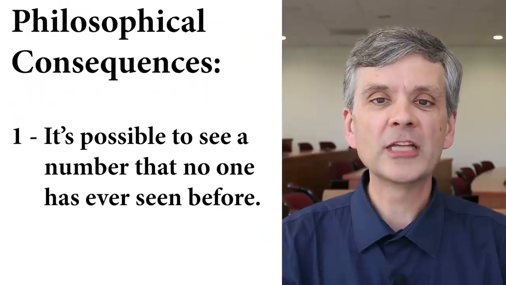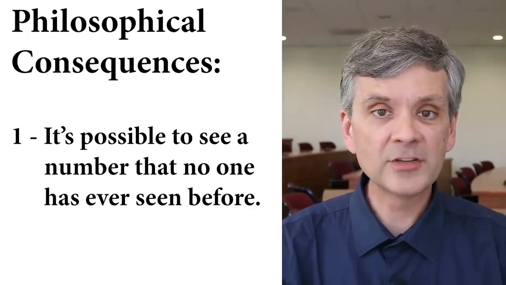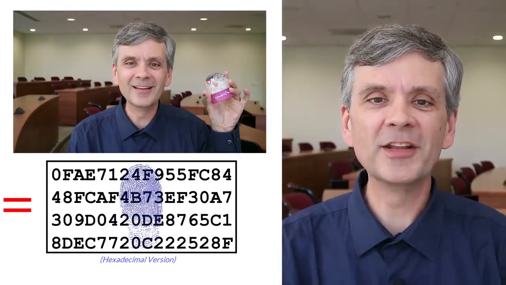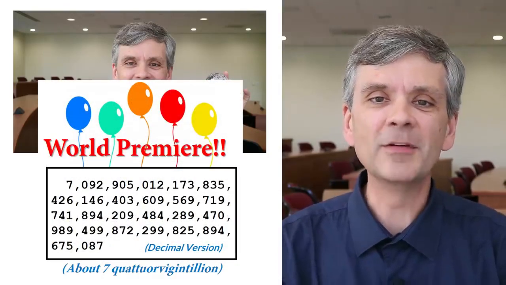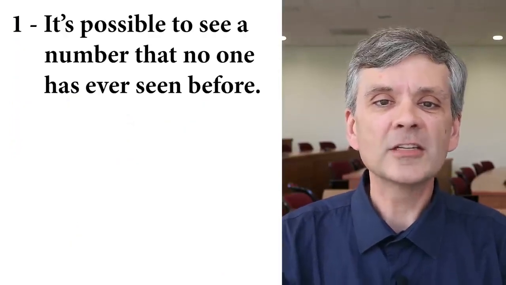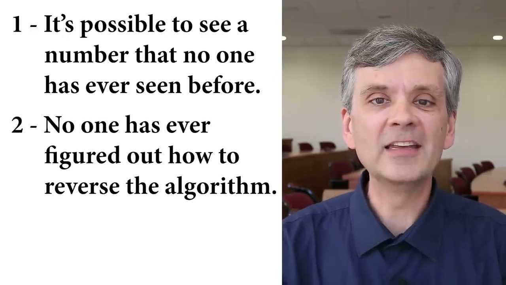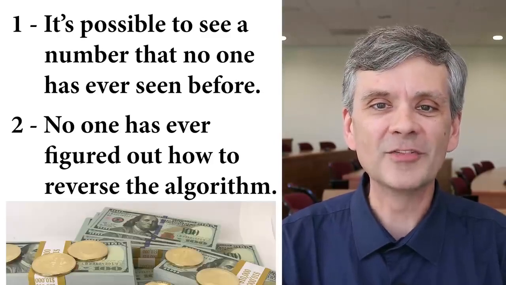Beyond the usefulness of this algorithm, I think some of the philosophical consequences are amazing to think about. First of all, it's possible for you to see a number that literally no one else in human history has ever seen before. All you have to do is take a picture with some randomness in it and then calculate the SHA-256 hash. So ladies and gentlemen, here's the world premiere of this number that I just made from that picture. It's never been seen before. Also, I think it's cool that here's a mathematical function that anyone can do on their computer, but no one has any idea how to do the reverse of this function. How do we know? Because there are billions of dollars at stake.